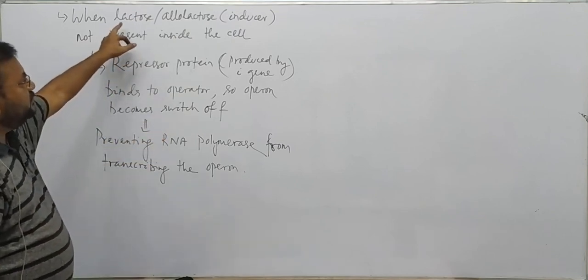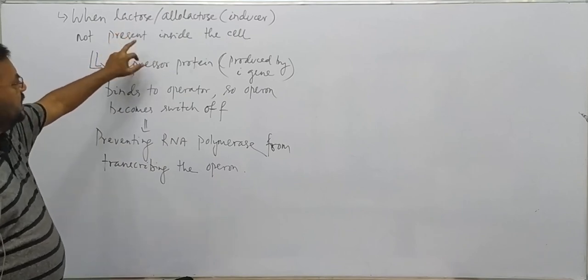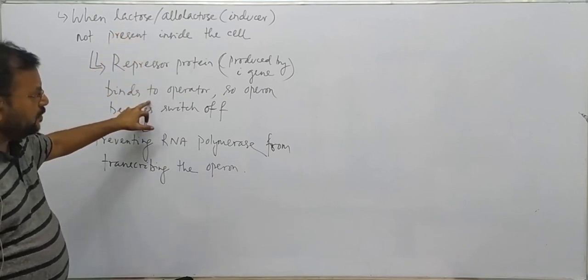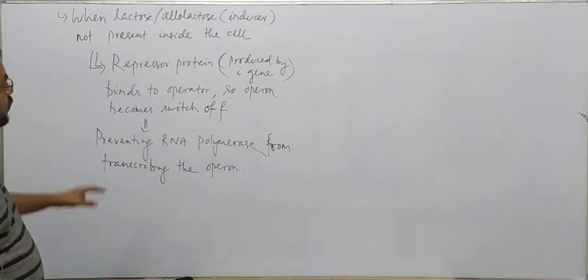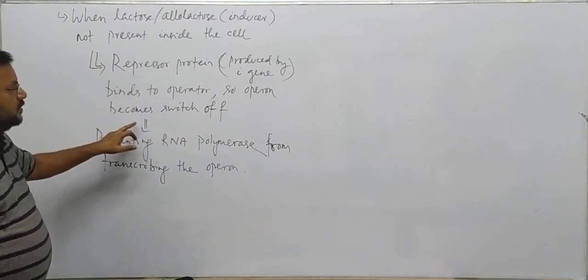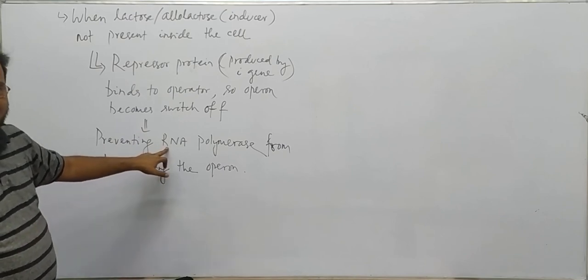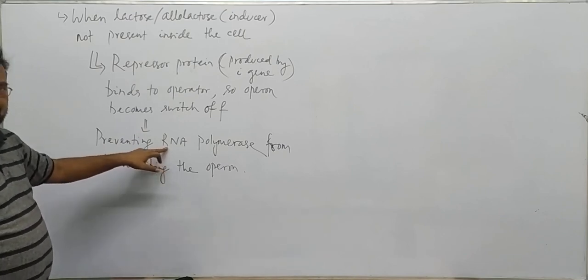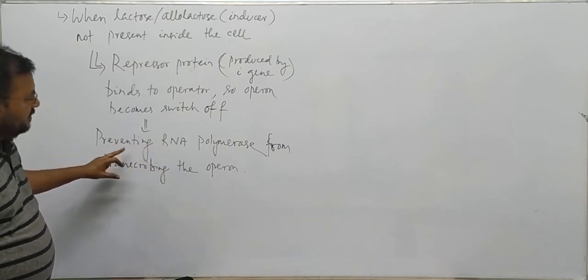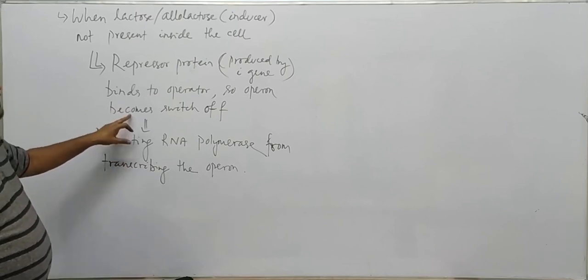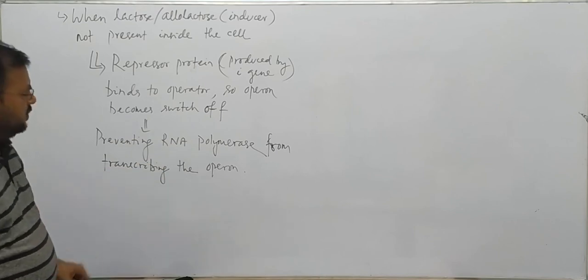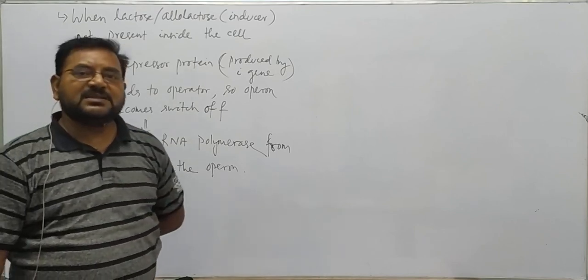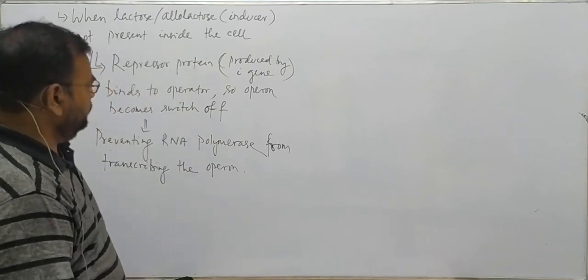So if lactose is not present inside the cell, then the repressor protein binds to the operator, so the operon becomes switched off. If the operon becomes switched off, the RNA polymerase cannot transcribe the structural genes. That means when the operon is switched off, it prevents the RNA polymerase from transcribing the operon.